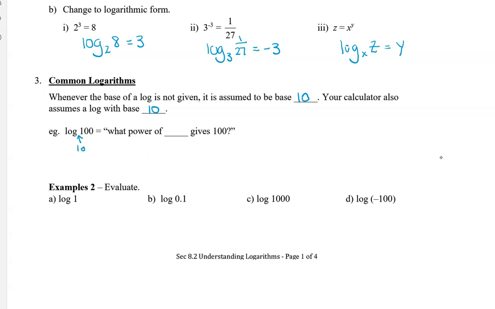So log, actually that doesn't look so good. I'm going to write this as log with a little 10 here. So log base 10 of 100. What power of 10 gives 100? It will give us some exponent, which we don't know. So we can write this in exponential form, 10 to the power of y equals 100. So that number has to be 2.